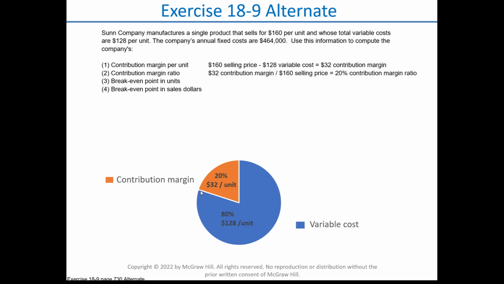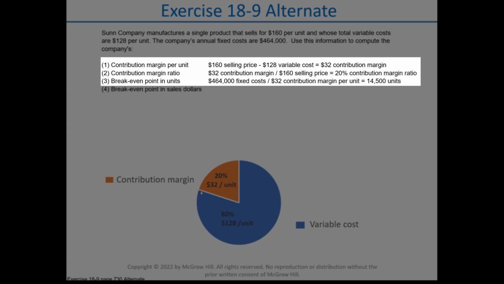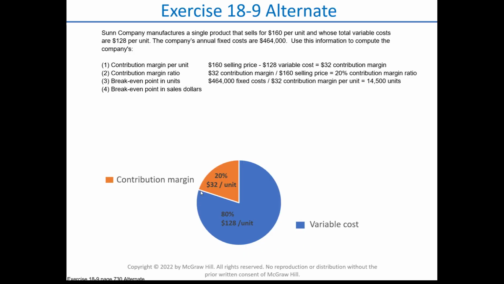You can see that here in this chart. For break-even in units, we take our fixed cost and divide by contribution margin per unit. They need to sell 14,500 units to just break even. If they sell more than 14,500, they will earn some income, and if they sell less than 14,500, they will have a net loss. Instead of determining how many units they need to sell to break even, you can also determine it in sales dollars.